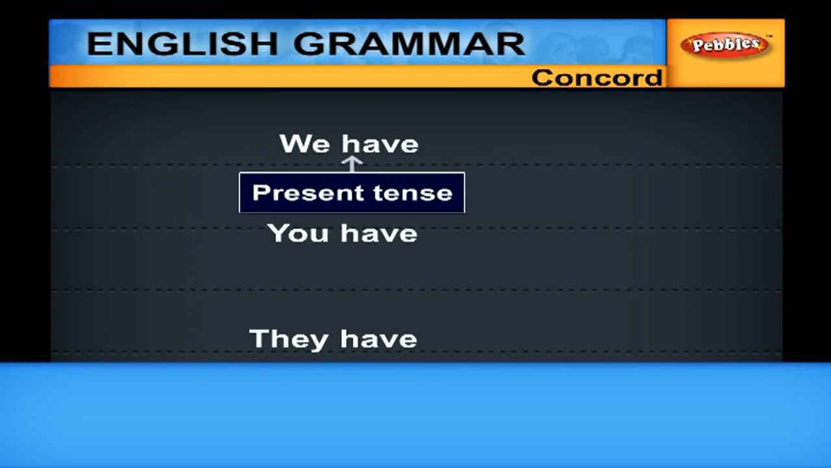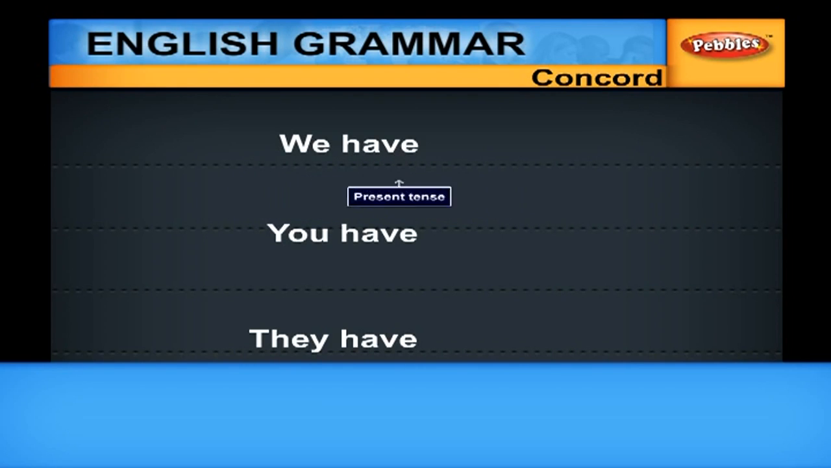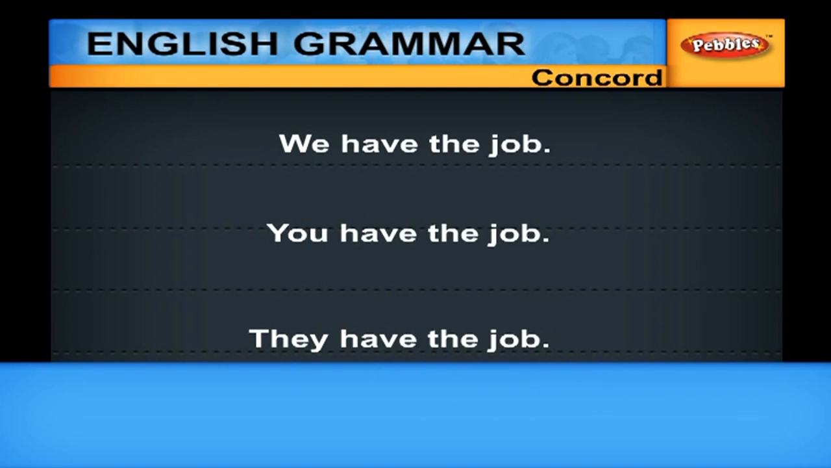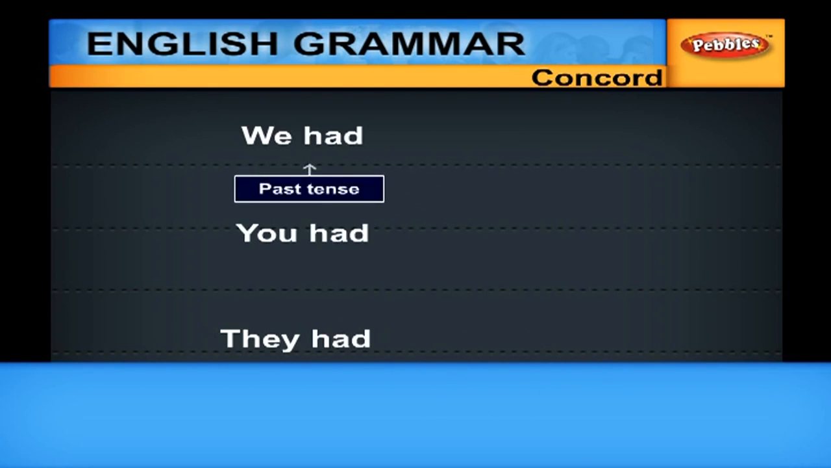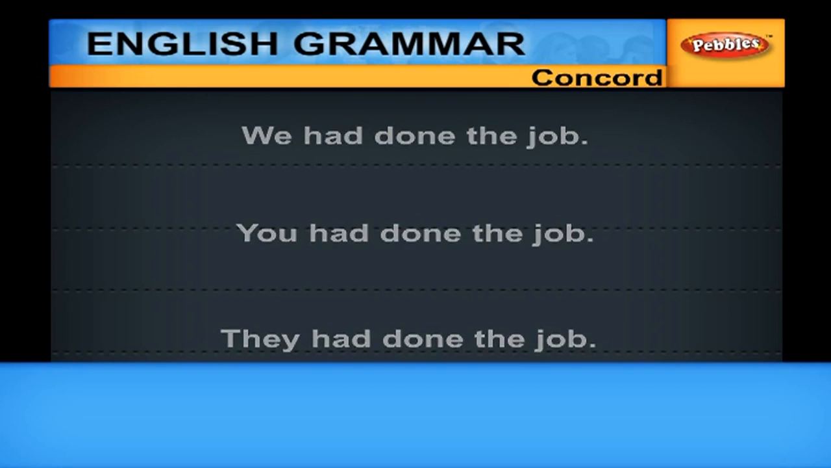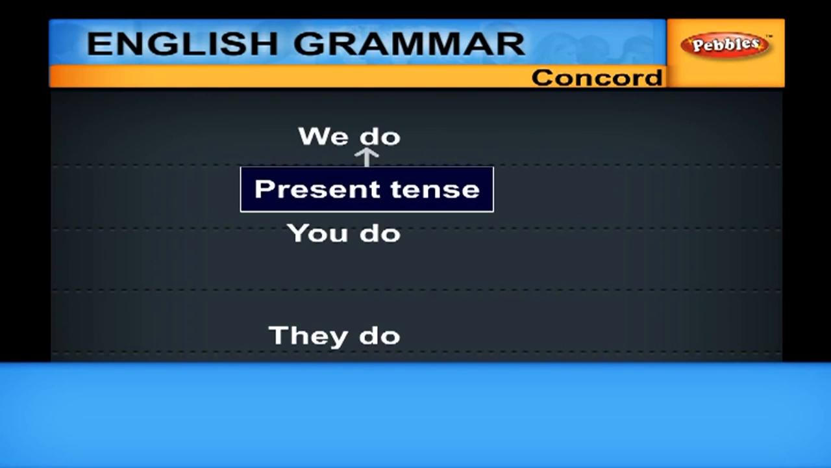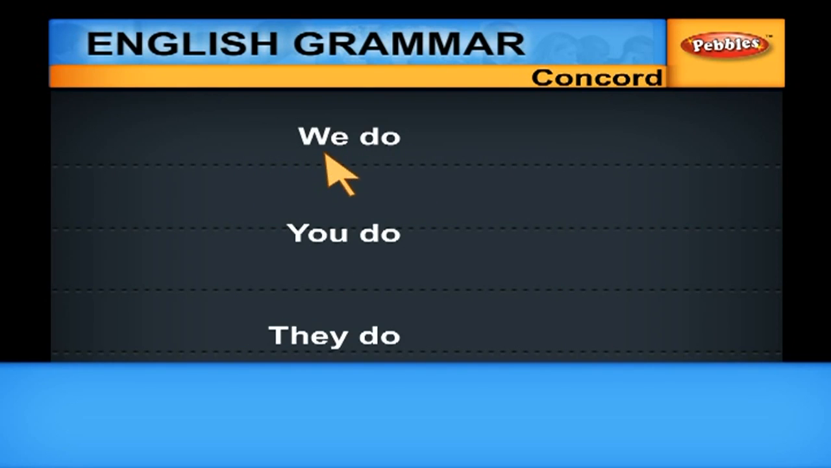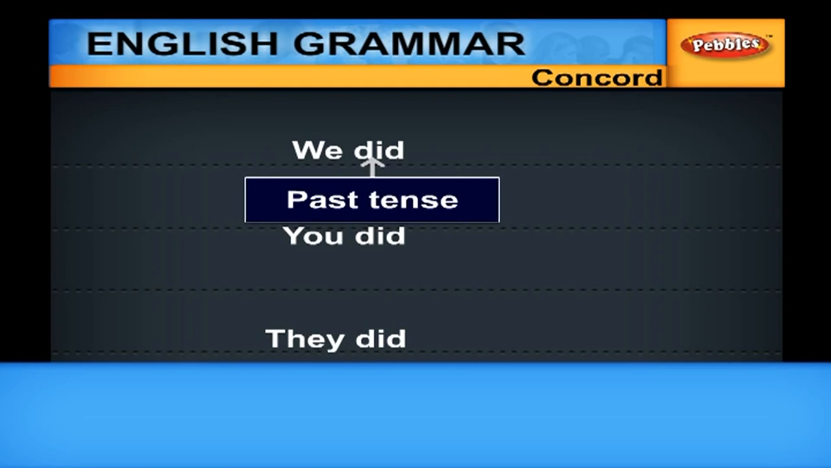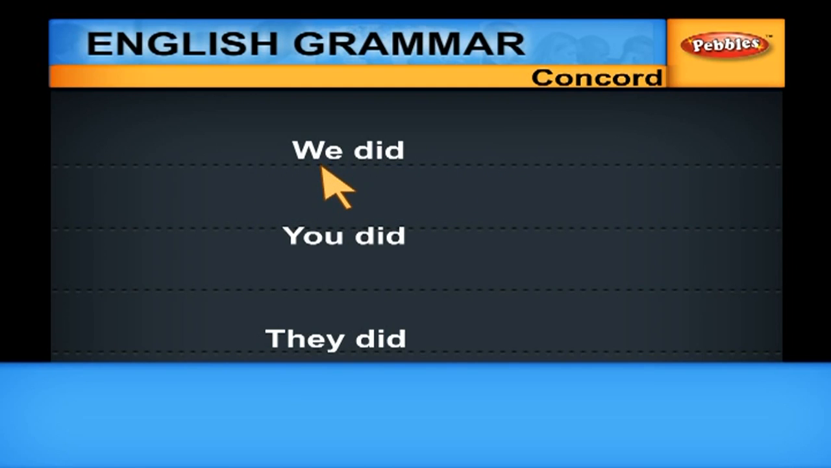Have in the present tense. We or you or they have the job. Had in the past tense. We or you or they had done the job. Do in the present tense. We or you or they do the job. And did in the past tense will be we or you or they did the job.